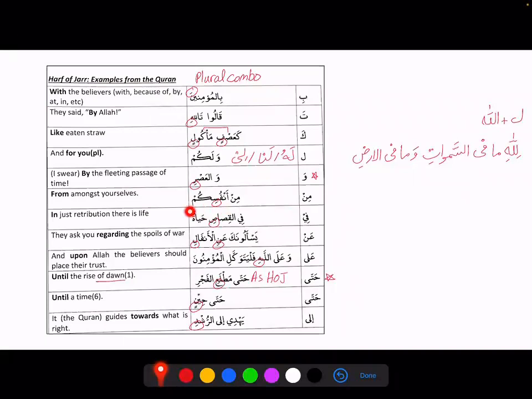Okay, then we have fi. Fi is harfu jar, al-qasasi.